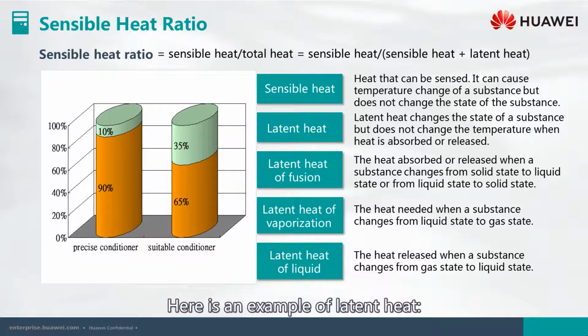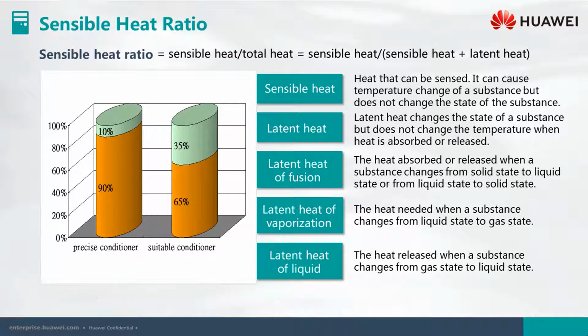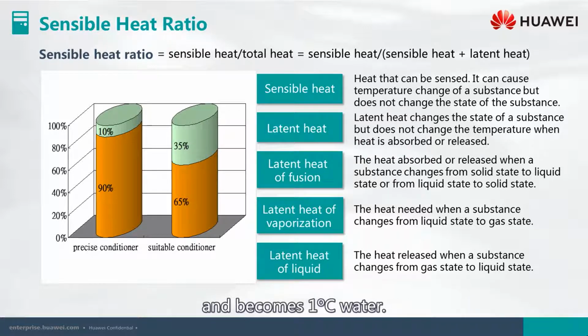Here is an example of latent heat. 335 joules of energy is absorbed when 0 degrees Celsius ice melts into 0 degrees Celsius water. The temperature has not changed, but the state has. For sensible heat, 4.186 joules of energy is absorbed when 0 degrees Celsius water is heated and becomes 1 degree Celsius water. The temperature is changed, but the state is not changed.